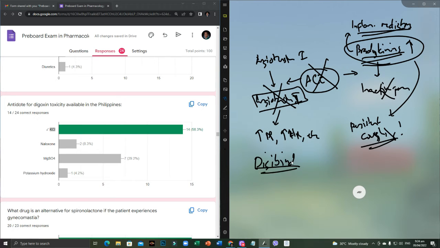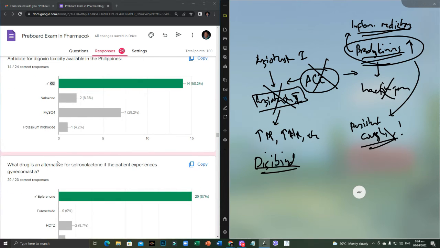Okay? Pero the thing is, we don't have digibind in the Philippines because it's an antibody that should be prepared fresh. And we don't have yet, class, the mechanisms or the tools, or the apparatuses to make antibodies here in the Philippines. I mean, to make them in the hospital setting. Okay, so the next best thing, of course, would be to give KCL na lang, potassium chloride.